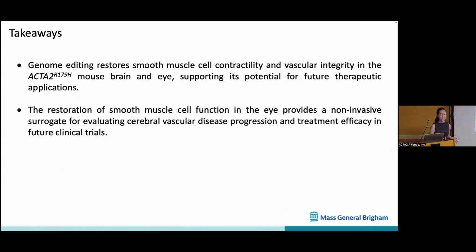So in tying all of this data together, some main takeaways are that genome editing restores smooth muscle cell contractility and vascular integrity in our MSMDS mouse brain and eye, which supports its potential for future therapeutic applications. And importantly, the restoration of smooth muscle cell function in the eye also provides a non-invasive surrogate for evaluating cerebral vascular disease progression and treatment efficacy in future clinical trials.